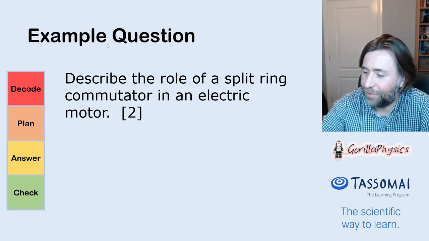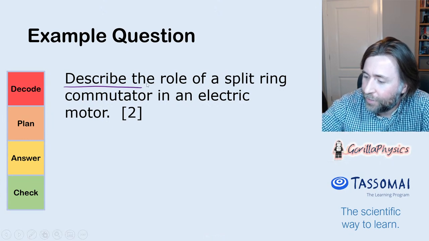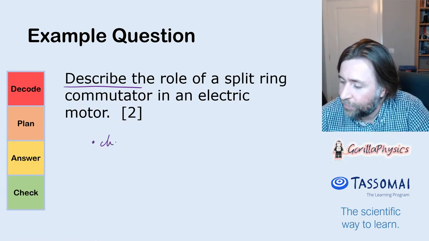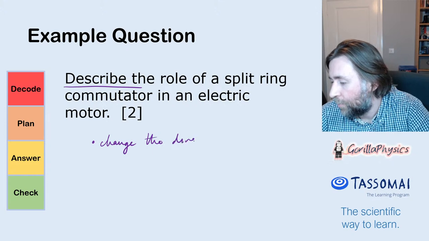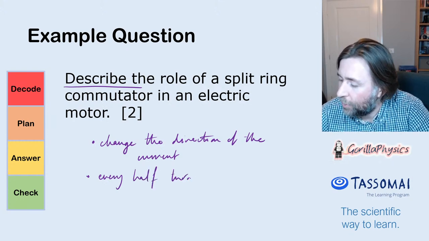So if you're asked to describe the role of a split ring commutator in an electric motor, that is to change the direction of the current every half turn of the coil.